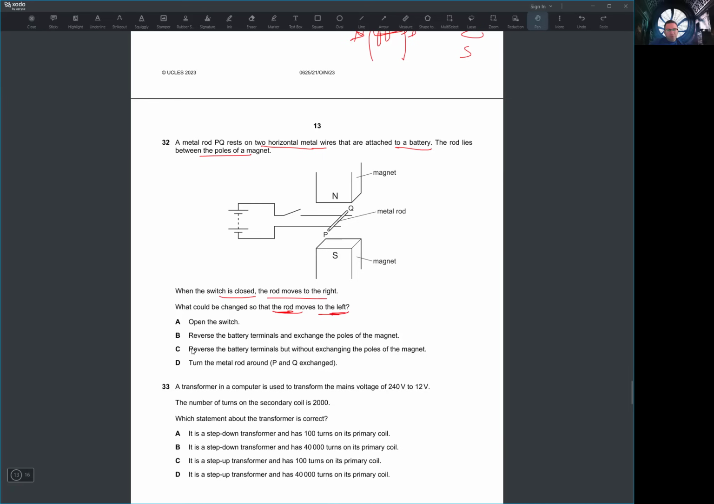If right now this moves to the right, and I want it to move to the left, I have two options. Reverse the battery, so this is positive and this is negative, or reverse the poles of the magnet. These are my two options if I just want to reverse it. So open the switch, no. Reverse the battery and exchange the poles, both of them at the same time? No, it's either one of them. So reverse the battery, but without exchanging the poles. I mean, that works. Turn the metal rod around? The metal doesn't do anything. The metal just gets a current passing through it and moves. So no.